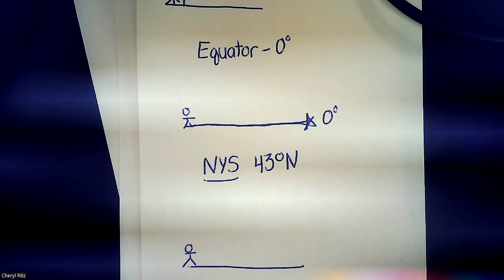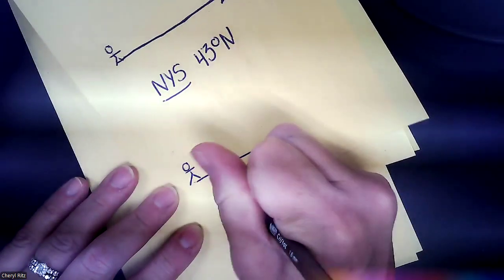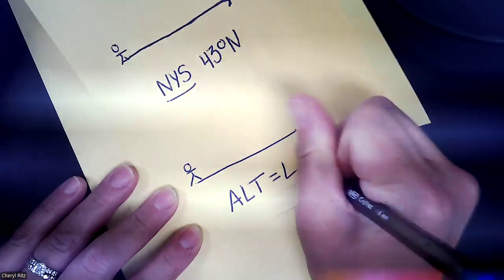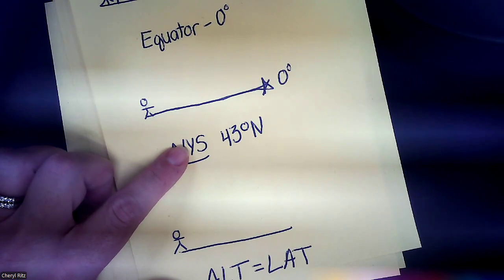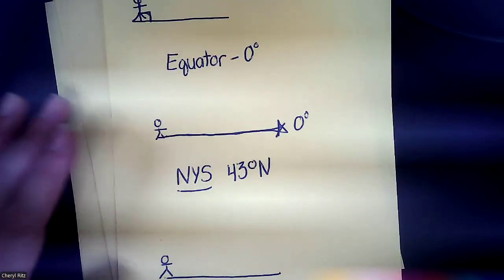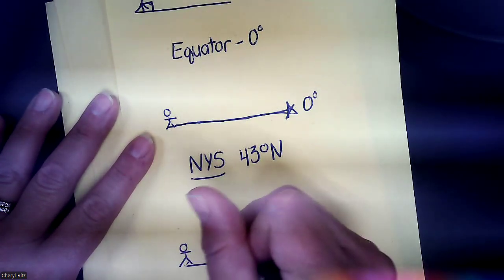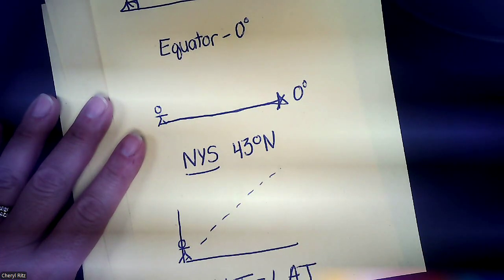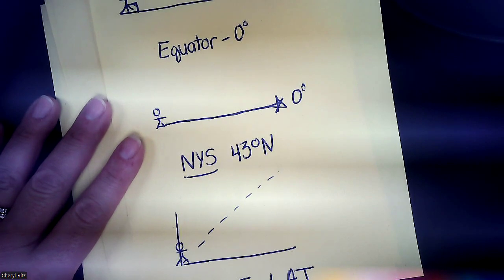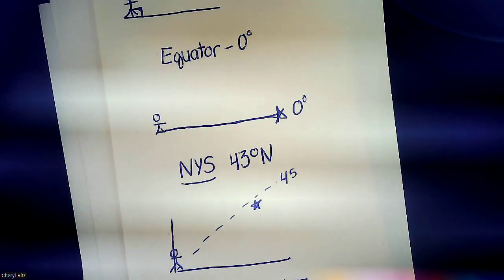Why 43? Because the rule is, the moral of this story is alt equals lats. The altitude of Polaris equals your latitude. So if we're at 43 degrees north, that's where Polaris is going to be. And just to make sure that you realize where about 43 is, well, there's the halfway between 0 and 90, which is, by the way, what's halfway? 45. So 43 would be just a smidgen below that.